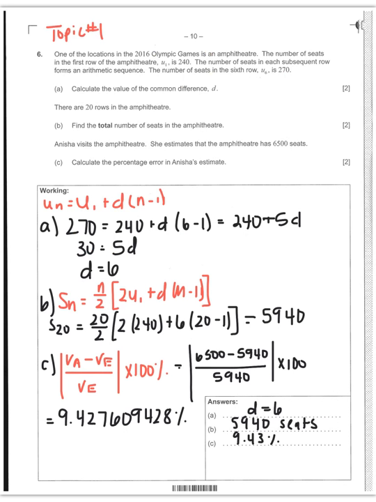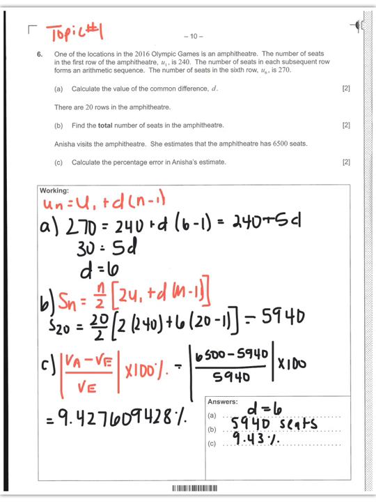So you could use summation on your graphing calculator, or you could use the formula that they give us in the formula booklet, that the sum of the first n terms is n divided by 2 times the first term plus d times n minus 1. So I plugged in all the information with n to be 20, u sub 1 to be 240, and d to be 6, and you get that there are 5,940 seats in the entire amphitheater.